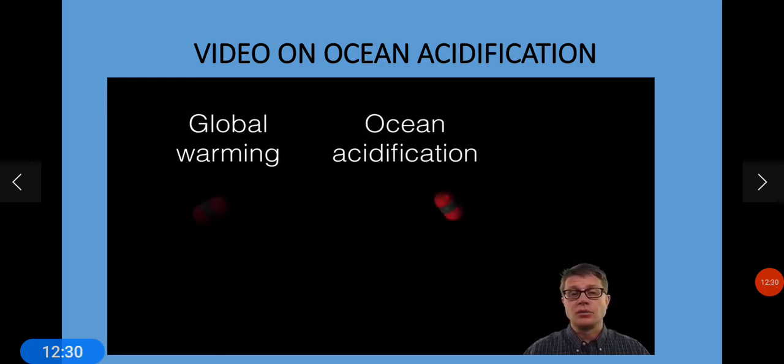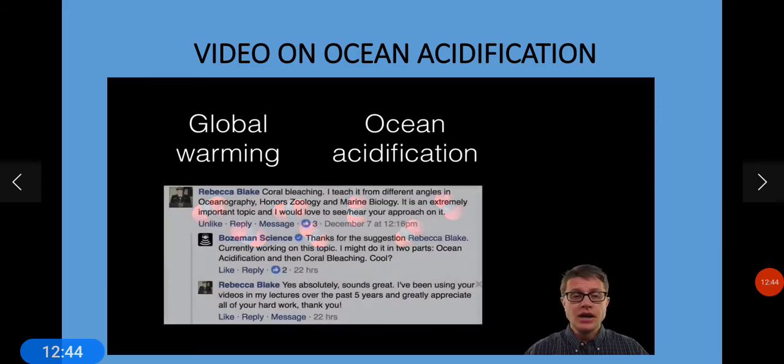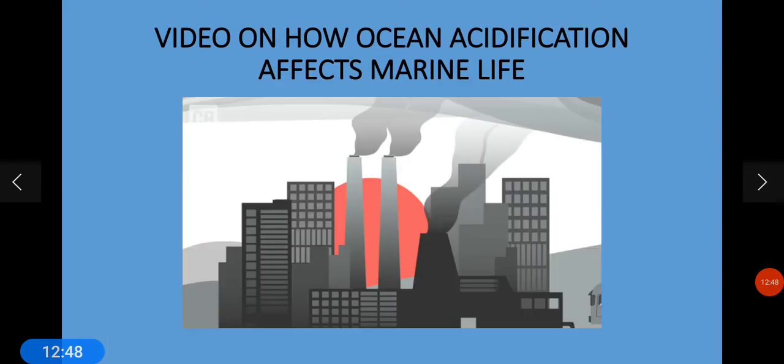What's the good part of global warming and ocean acidification? If there is a silver lining, it's that they both have the same cause. It's increases in the amount of carbon dioxide. If we can decrease the amount of carbon dioxide, we can cool off our planet, and we can also slow down this ocean acidification. I wanted to thank Rebecca Blake. She put this out as an idea of a video.